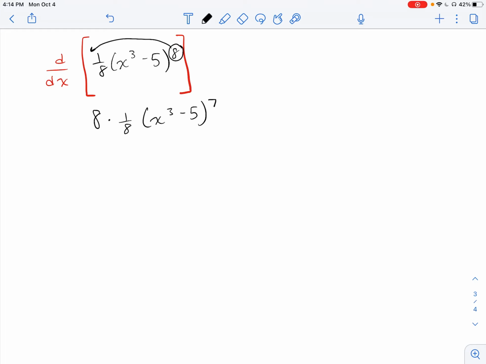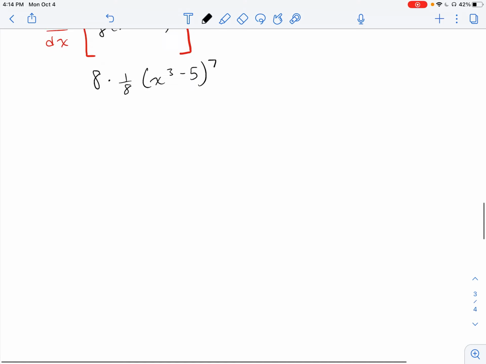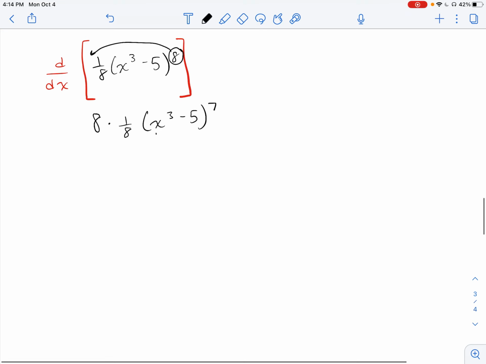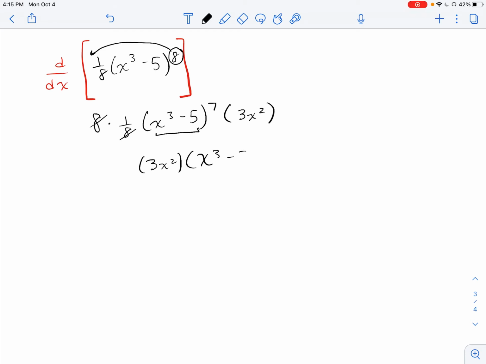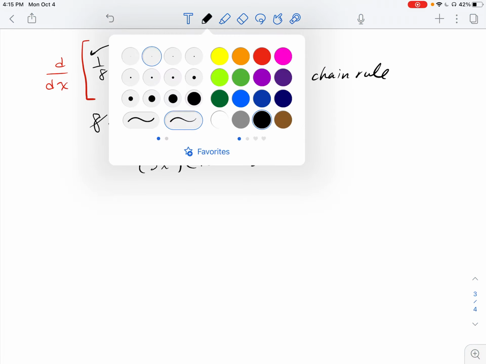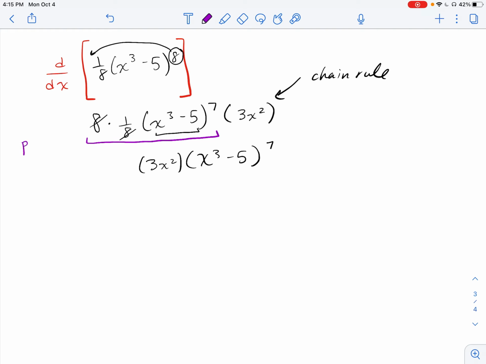But we can't then forget about the chain rule, which then says we are going to multiply this result by the derivative of our inner function here. So we're going to multiply this by the derivative of x cubed minus 5, which is 3x squared. Well, if we clean this up over here, we see that this 8 is going to divide out with this 8, and we'll have just simply 3x squared times x cubed minus 5, all of this to the 7th power. And really emphasizing here that we were employing the chain rule along with the power rule.